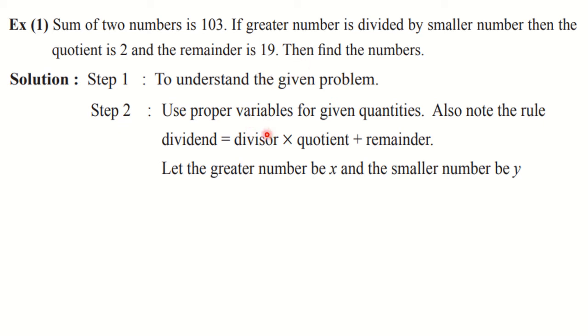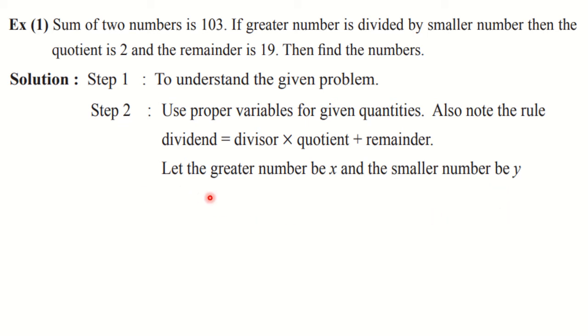Now we are going to take two variables. So let the greater number be x and the smaller number be y. Always write it this way. Don't write "let the numbers be x and y," because then it is not clear which is smaller and which is greater. So always read the question carefully. Since the words greater number and smaller number are given, you use the same words here. Let the greater number be x and the smaller number be y.